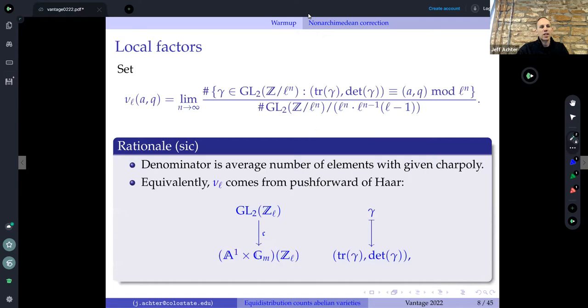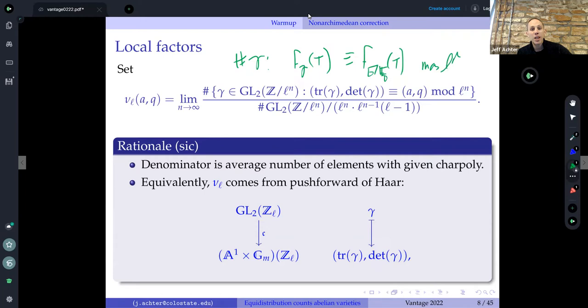So if you willfully interpret equidistribution, you might try to do the following. You define this local factor. And this is a lot to unpack, but it says, you fix a and q that you're after, and you look at some number ℓ. And for bigger and bigger ℓ, what you do is you compute the number of γ such that the characteristic polynomial of this γ is the same as the characteristic polynomial of some elliptic curve in this isogeny class mod ℓ^n. So that's what this numerator is.